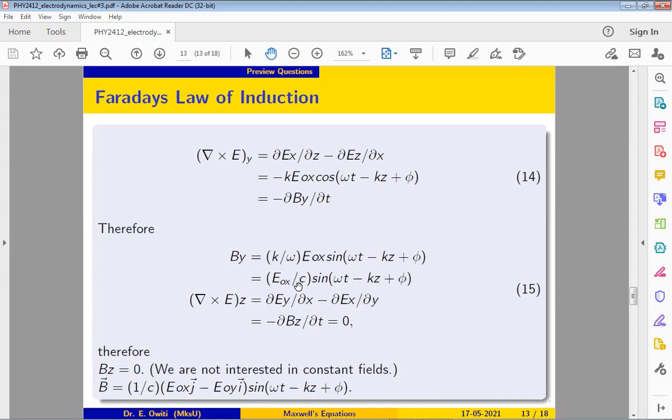Therefore, Bz is 0. Why is it 0? Because when you integrate this term with respect to t, you end up with 0, because we are not interested in the constant term. So when you combine the 3 components, like I've explained, you end up getting the final answer as indicated here.